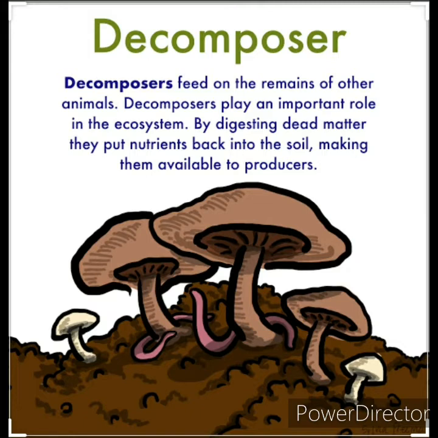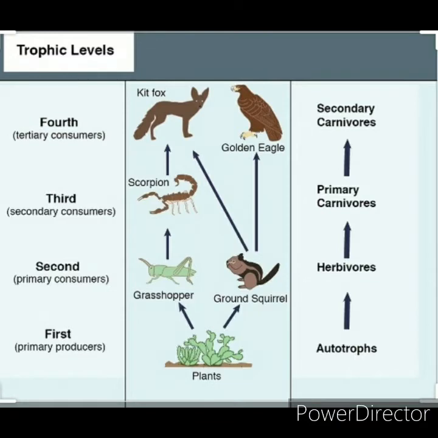Here we will move on to the consumers. In consumers also we have three categories: primary, secondary and tertiary consumers. Primary consumers depend on producers for their food. They are exclusively herbivorous. For example, goat, deer, that type of animals.